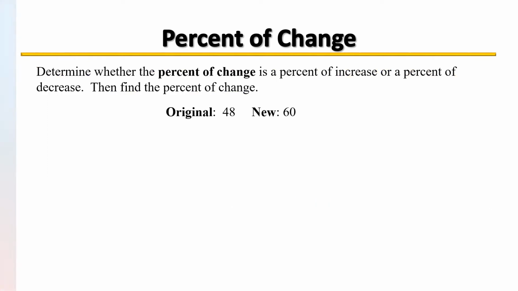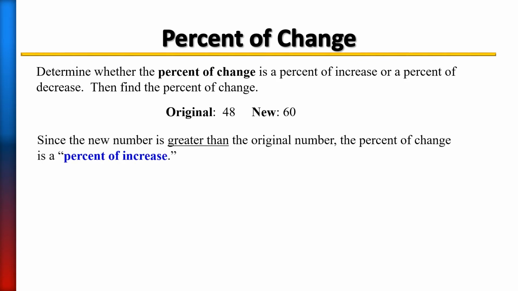Determine whether the percent of change is a percent of increase or a percent of decrease. Then find the percent of change. So here we're given two numbers. Our original number is 48. Our new number is 60. Notice that our new number is greater than the original number, which indicates that there was an increase. This change was an increase, which we call a percent of increase.